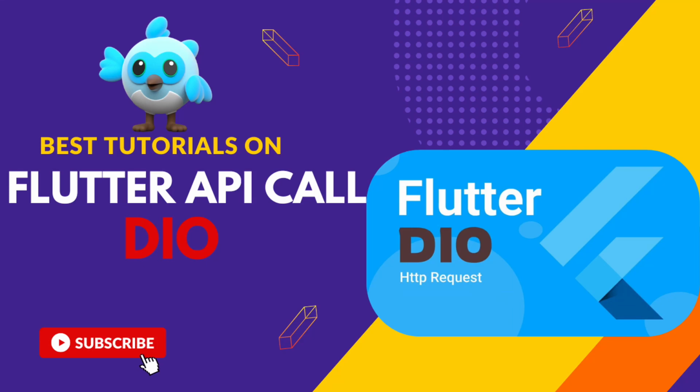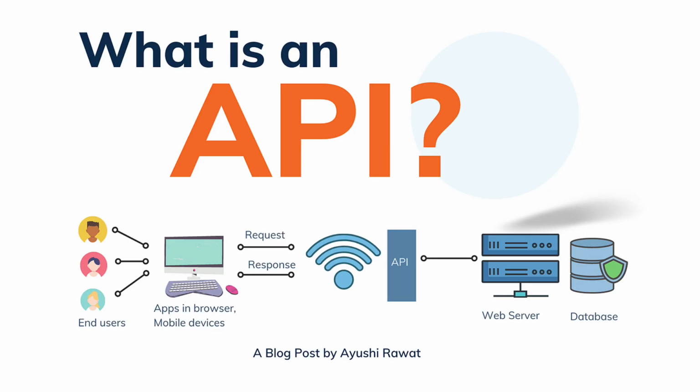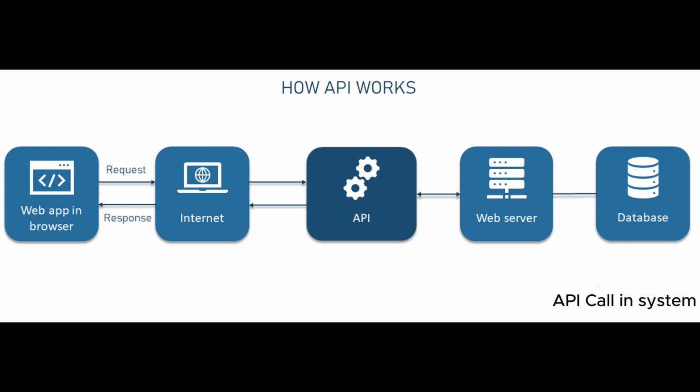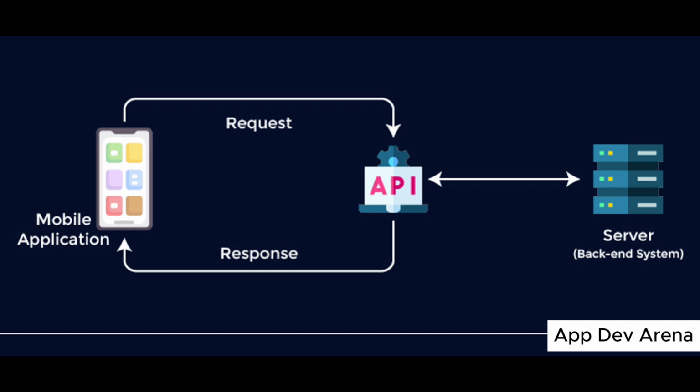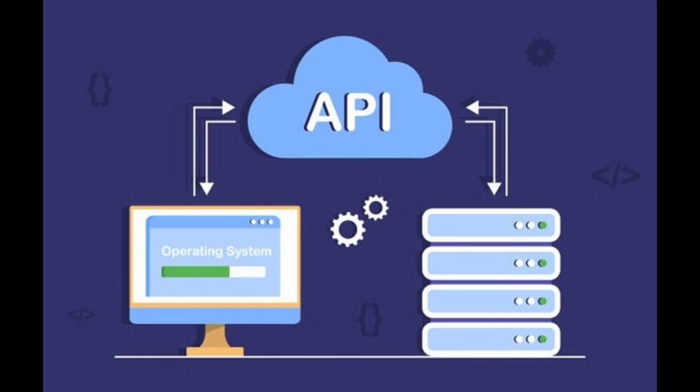Today we are talking about the dynamic realm of API calls. Here we are talking about a powerful API tool in Flutter, the Dio package. API calls, or application programming interfaces, are the backbone of modern software development, enabling seamless communication and data exchange between different applications.